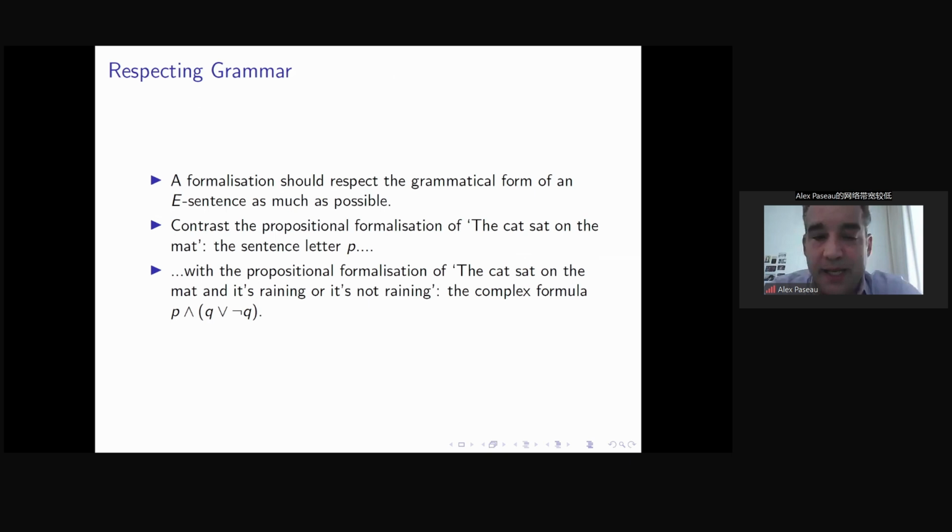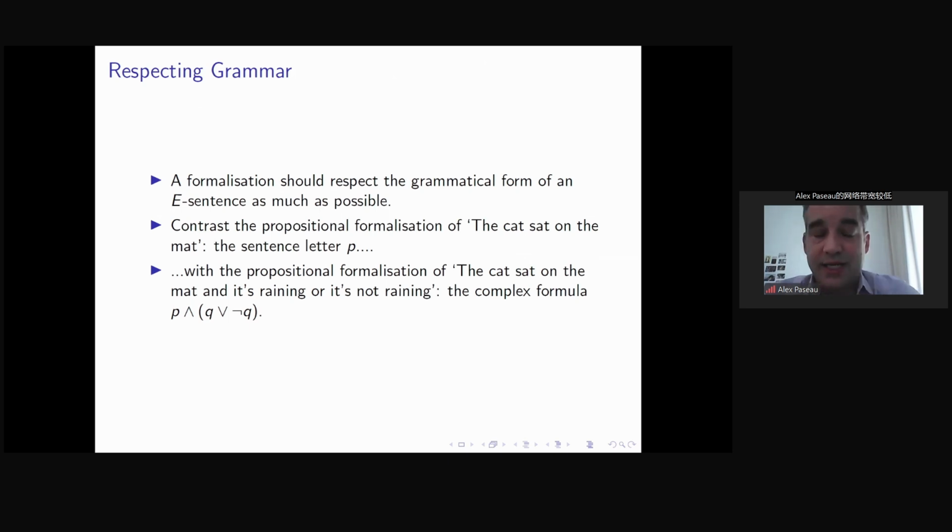Suppose, on the other hand, that you had a more complex statement, such as the cat sat on the mat and it's raining or it's not raining. The formalization of that would be something like P ∧ (Q ∨ ¬Q). But notice that the English sentences are logically equivalent, because it's raining or it's not raining, assuming that's a tautology. The English sentences are logically equivalent, but they get different formalizations.